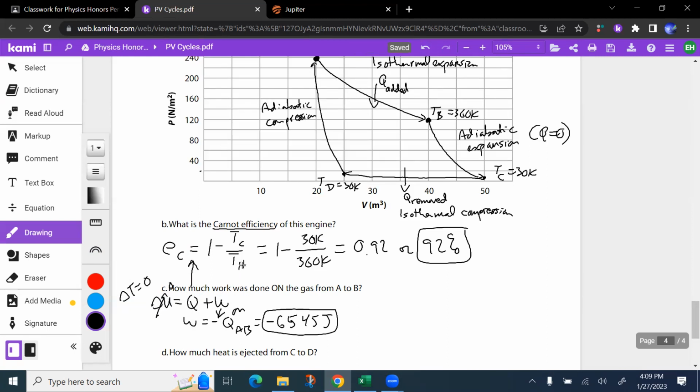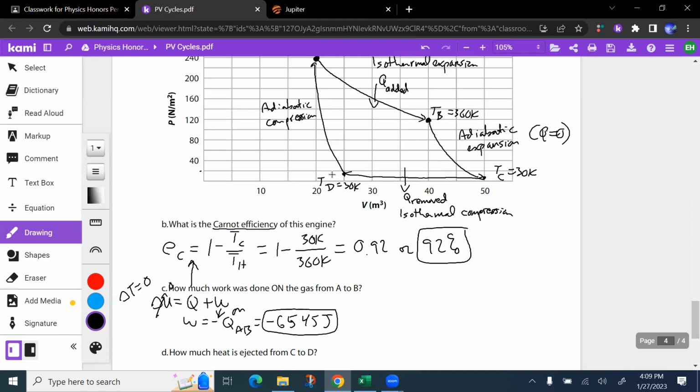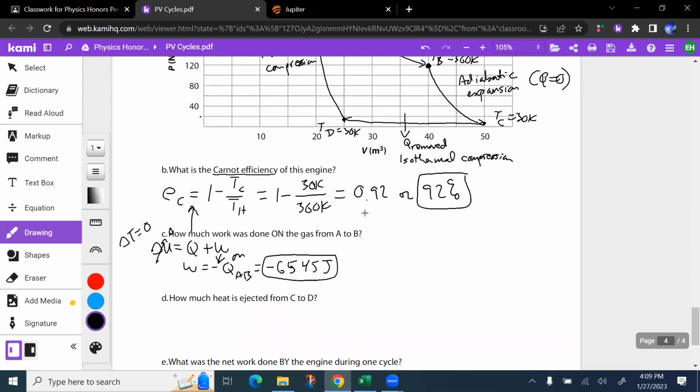How much heat is ejected from C to D? Well, we can't really use the first law for this. From C to D it's isothermal, so you do know the change in temperature and thus the change in internal energy are 0. But the problem is you don't know the work done from C to D. So if we try using the first law, we do know this, but we don't know those two. That's too many unknowns, okay? That's not going to work.